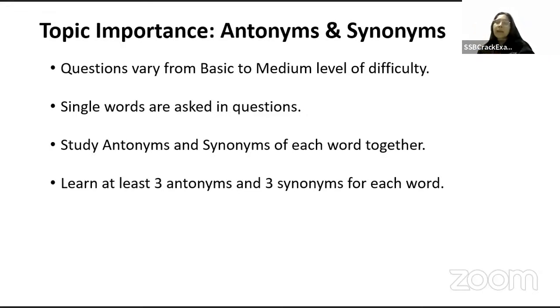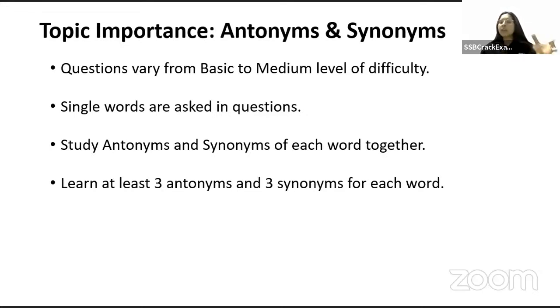Unlike other exams where they give you sentences and underline something, they just give you one single word and you are supposed to guess the answer. So you need to study the antonym and synonym of each and every word. Because when it comes to spotting the error, if your concepts are clear, I'm sure you will do very well because you have practiced so many PYQs and mock questions.